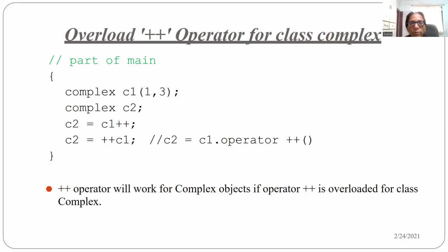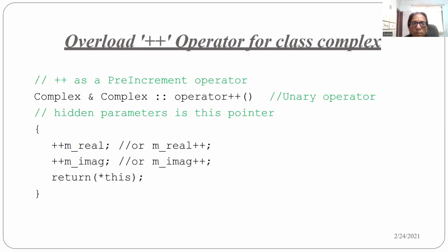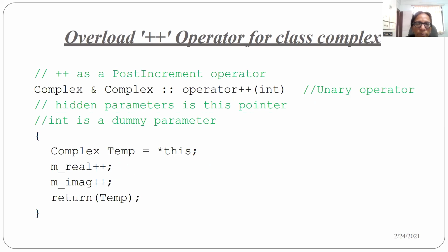Third example is overload plus plus operator for the class complex. So here C2 is equal to C1 plus plus, as well as we can write plus plus C1. So the plus plus operator will work for the complex objects if operator plus plus is overloaded for the class complex. We can also write the operator as pre-increment or as post-increment. So plus plus m can be written, or m plus plus can be written. Also plus plus m imaginary or m imaginary plus plus can also be written. Return star this means this will be used. This operator can be used.